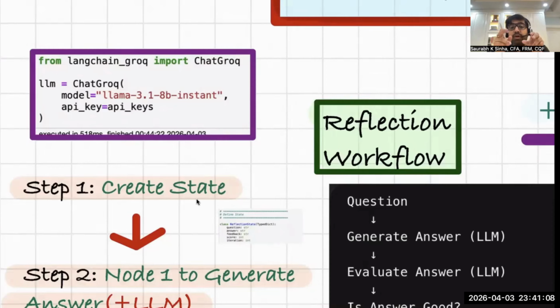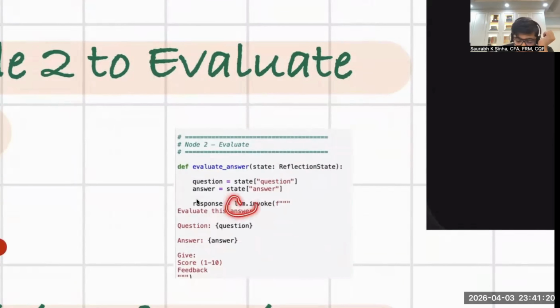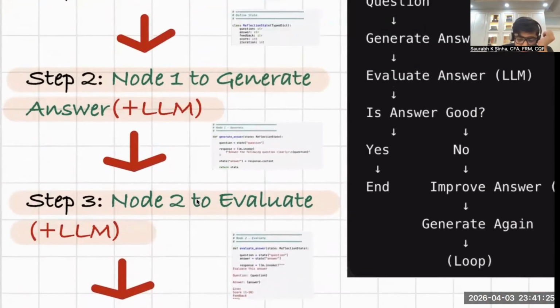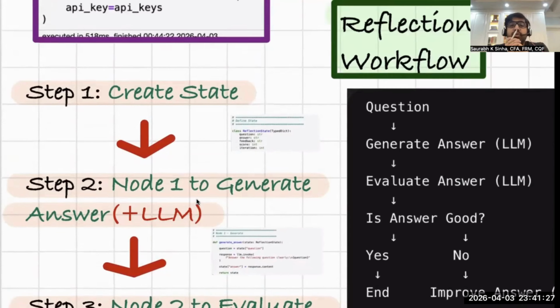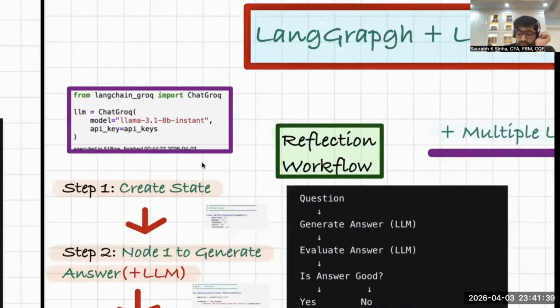And when we invoked the large language model in each node, it was LLM, it was LLM, it was LLM, it was the Grok LLM, the same LLM everywhere. In a multi-agent system, what do we need to do?